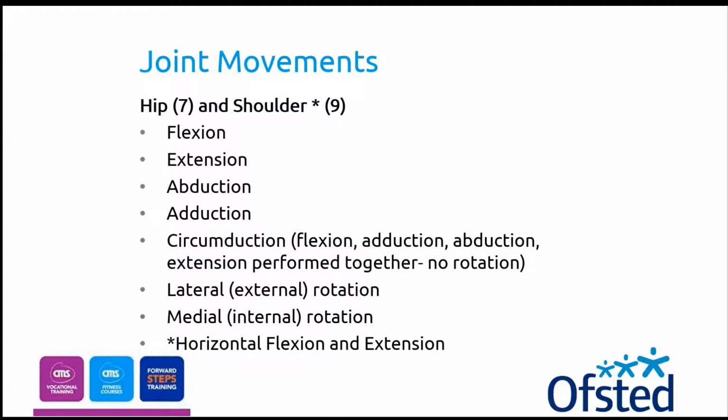The last 2 for the shoulder are horizontal flexion and horizontal extension. A good way to remember this is if you hold your arms out to the side as if you're in a crucifix position, there's a horizontal line going across your arms. When you clap your hands together, that's horizontal flexion, and when you separate and open them up, that will be horizontal extension.